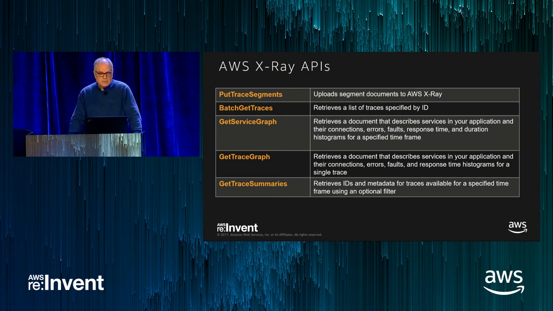And then the get trace summaries API is about retrieving summary abstractions, little digests, if you will, of the traces. Its claim to fame, and what sets it apart, is that it's the API that you give a filter expression to. So you can build a fairly complex filter expression. You saw a very simple one earlier where we had the service ID at the top of the previous example.